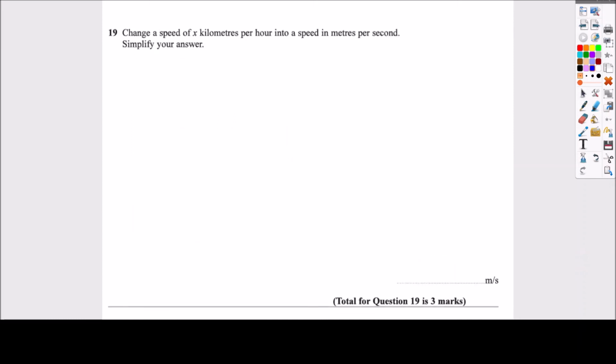Question 19. So a speed is x kilometers per hour. Now there are 1,000 meters in a kilometer. So if we're going x kilometers per hour, we will be going 1,000x meters per hour. That's how many meters we would go in an hour. But we want to know how many meters we would go in a second.